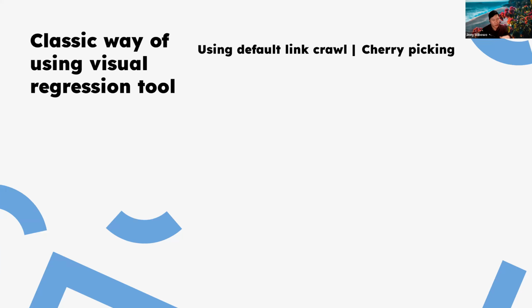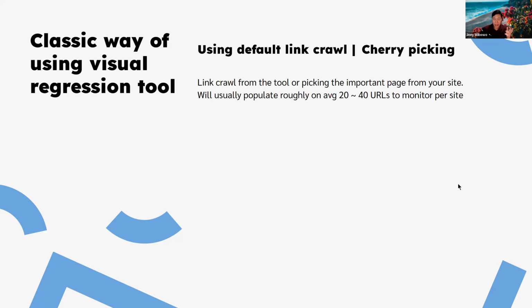Now, the way a visual regression tool works is that you have to provide a collection of URLs, a URL list, to the tool, and then it will take screenshots for you. There is an easy way, which is the classic way of using the tool. You click a button, and a link crawl crawls your site and picks the URL list for the monitored screenshots.